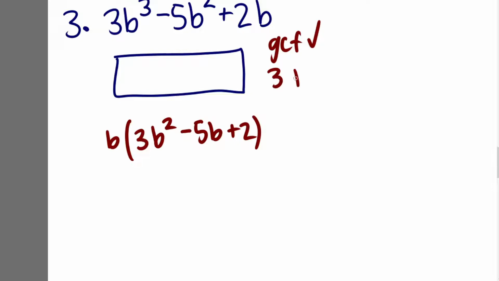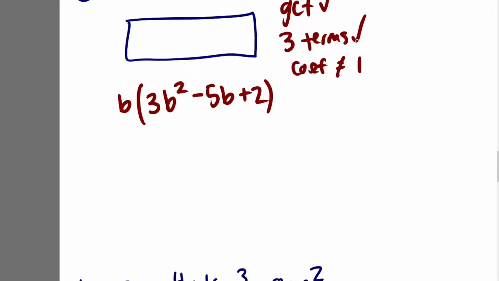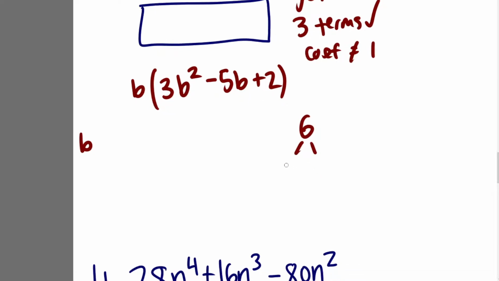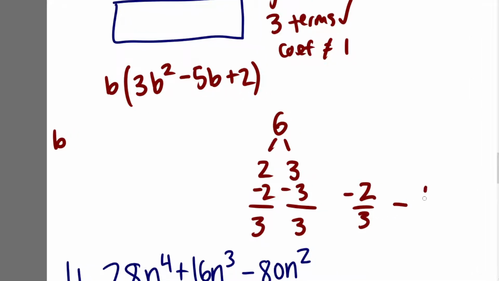It's a 3-term polynomial, and the coefficient of our leading term is not 1. So we are going to use synthetic factoring. We'll put the b aside for right now. And we'll say, okay, what's our a term? 3. What's our c term? 2. So we'll have 6. What are the factors of 6? Well, there's 2 and 3, and negative 2 and negative 3. It looks like that's going to be our lucky ticket, because negative 2 plus negative 3 equals negative 5. So we'll divide both of these by our a term, which is 3, and reduce when we can. So negative 2 over 3, and negative 1 over 1.